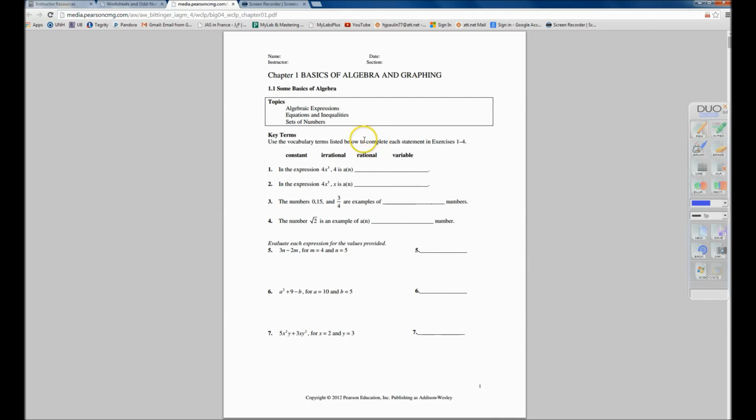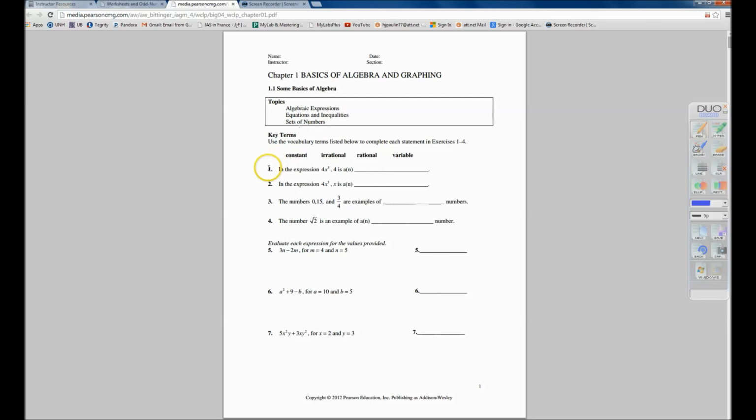Okay, what we're looking at here is the first page of our booklet. Chapter 1, Basics of Algebra and Graphing. So rather than my writing them out on the board, I have them in this format where you can actually see what we're talking about. So here are the topics covered in section 1.1. And we've looked at algebraic expressions, equations and inequalities, and sets of numbers.